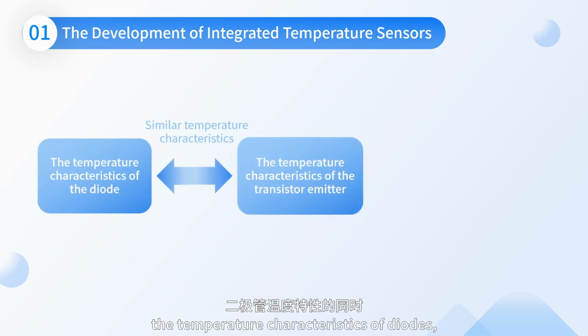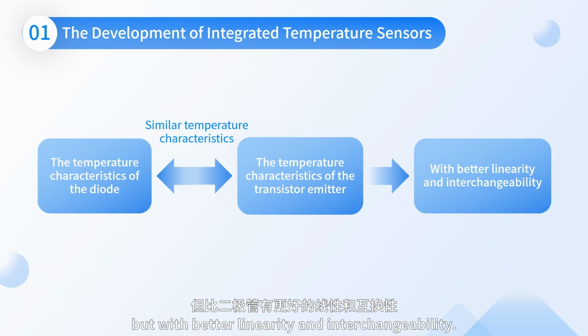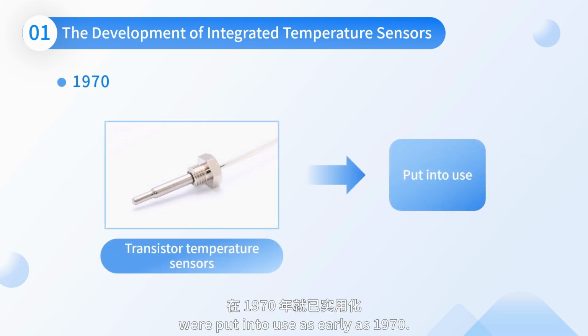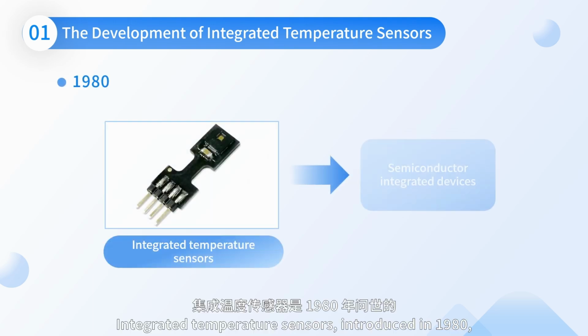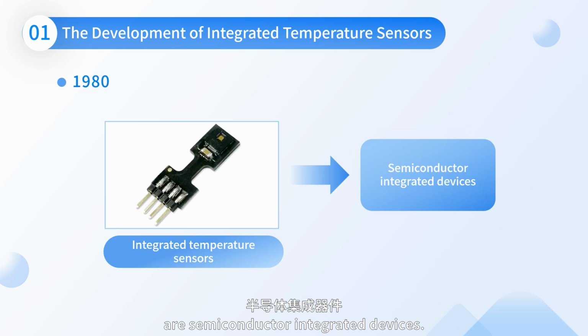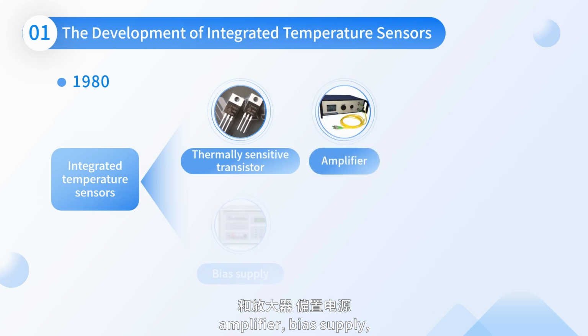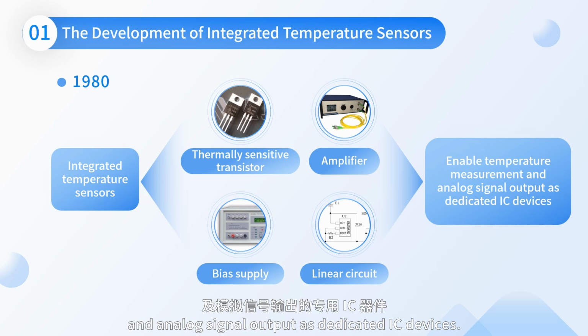While researching the temperature characteristics of diodes, it was discovered that the temperature characteristics of the transistor emitter were similar to those of the diode but with better linearity and interchangeability. Transistor temperature sensors were put into use as early as 1970. Integrated temperature sensors, introduced in 1980, are semiconductor integrated devices. They incorporate a thermally sensitive transistor, amplifier, bias supply, and linear circuit on the same chip, enabling temperature measurement and analog signal output as dedicated IC devices.